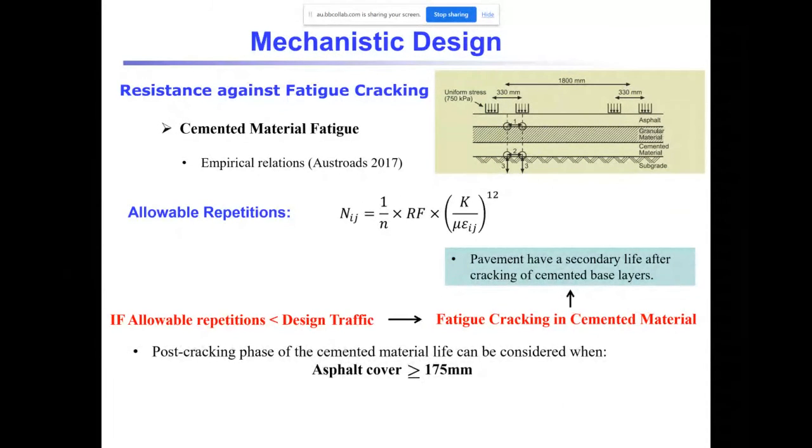Sometimes fatigue cracking is acceptable inside the structure of the pavement. That is the case when the asphalt cover is larger than 175 millimeter. So if the thickness of the asphalt layer is larger than 175 millimeter, then you can consider a secondary life for the pavement, right? So we have cracks inside, so there is no tensile strength. The cement material won't have any tensile strength anymore.